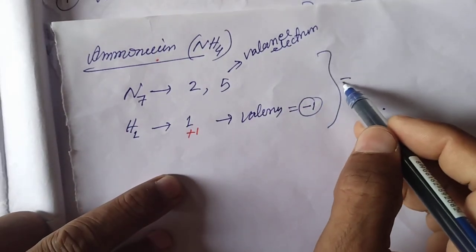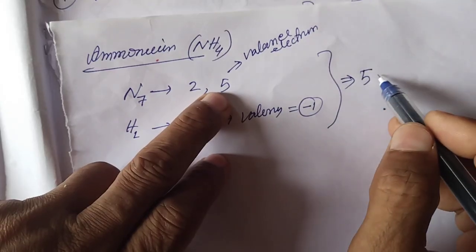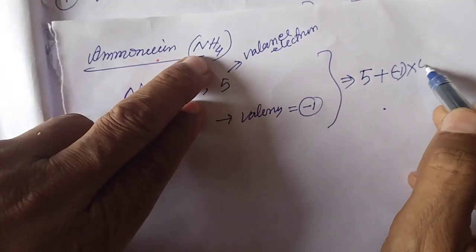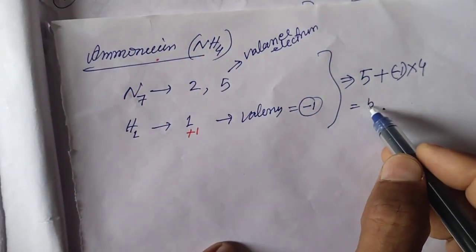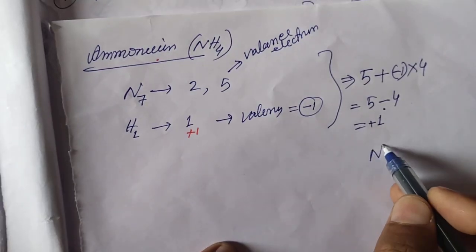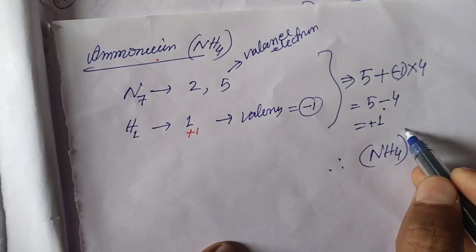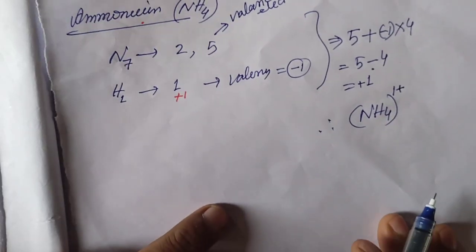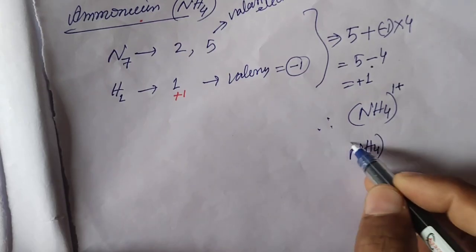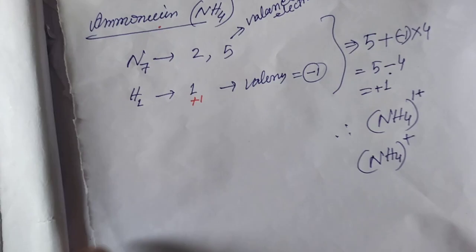Now calculation, you see: valence electron of nitrogen plus valency of hydrogen. How much? -1, and hydrogen is there 4 times, multiplied by 4. So calculating, +5 -4, remaining 1 positive. So therefore NH4 valency is 1 positive. The 1 they generally don't show, they show it like this, NH4 positive, a 1 positive ion. NH4, 1 positive ion, okay.